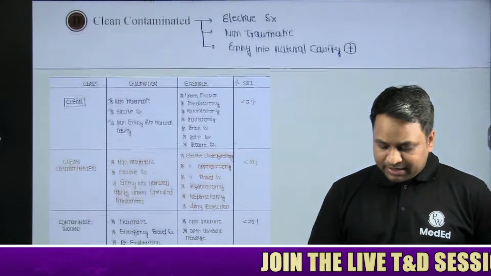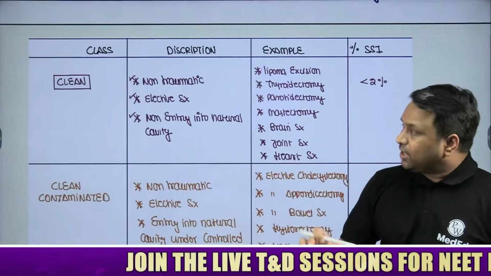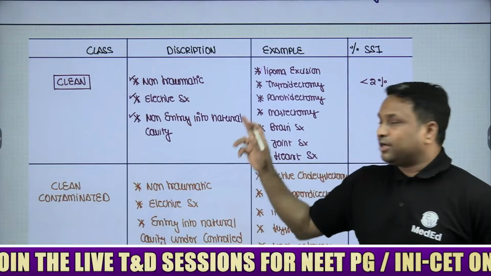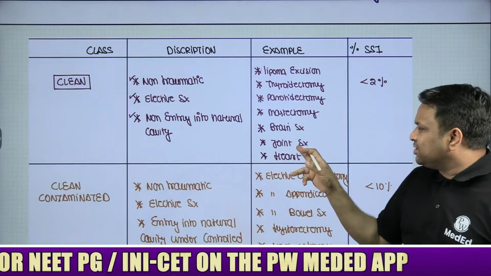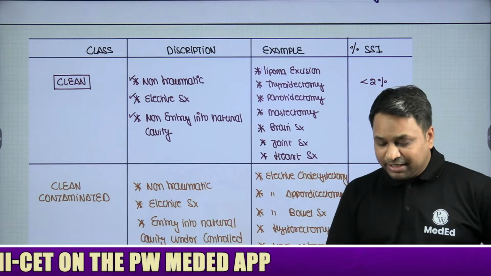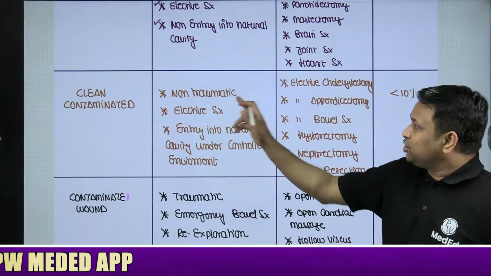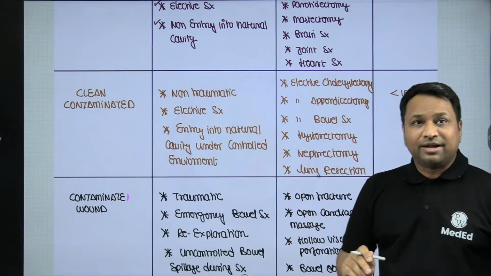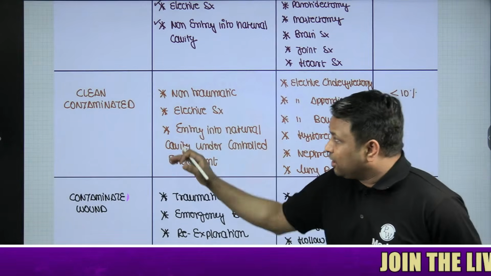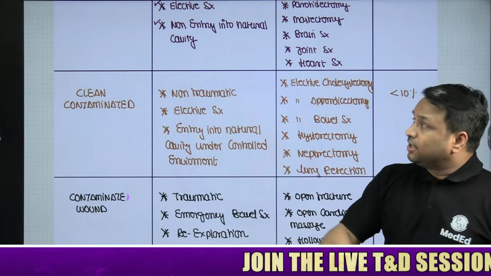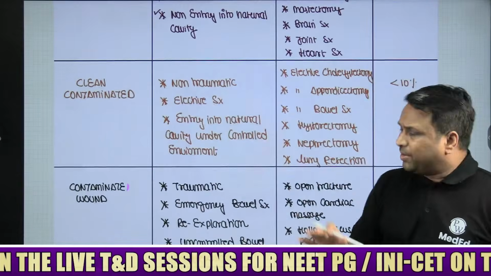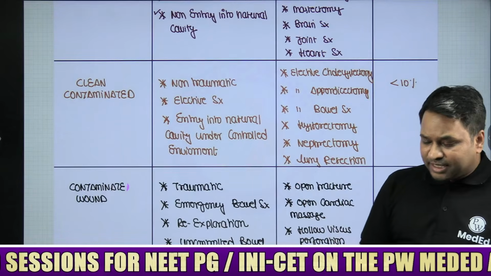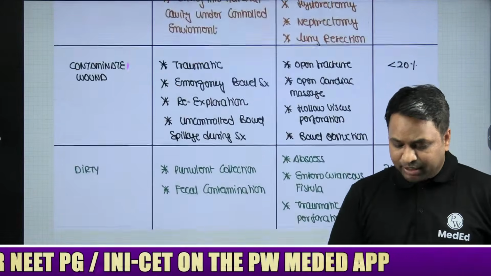So when you come here, these are the examples that you have. For a clean wound, I said non-traumatic, elective, no entry into the nasal cavity. All your lipoma excision, thyroidectomy, parathyroidectomy, mastectomy, brain surgery, joint surgery, heart surgery, all of them are clean surgeries. Clean contaminated is non-traumatic, elective, with entry into the cavity under a controlled environment. In clean, there is no entry. In clean contaminated, entry under controlled environment. All your elective bowel surgeries are going to be clean contaminated.